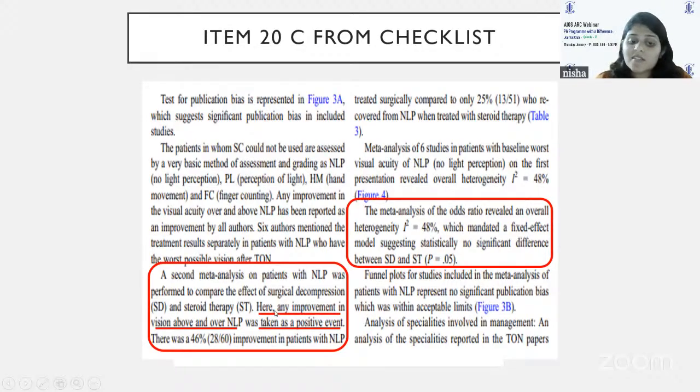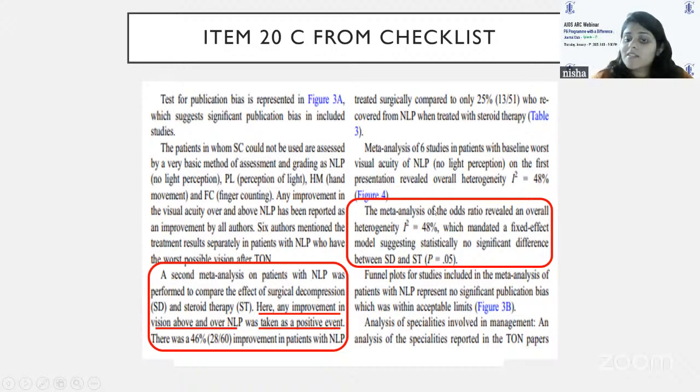And in such cases, they had considered any improvement in vision, whether it was just converting into PL positive or counting fingers, even that was taken as a positive event. So what they noticed here was that there was a 46% improvement in patients with no light perception when they were treated surgically, when compared to only 25% who recovered from NLP when treated with steroid therapy.